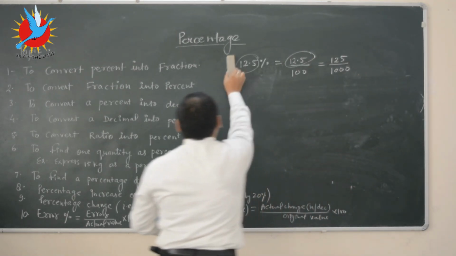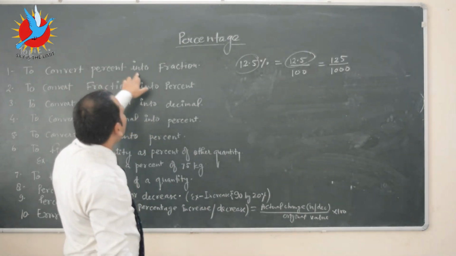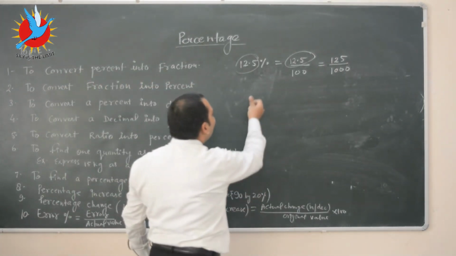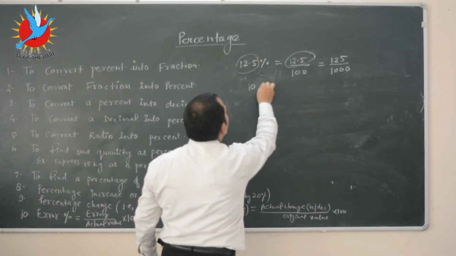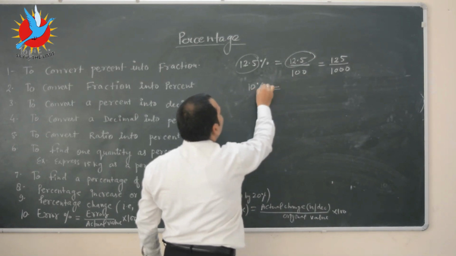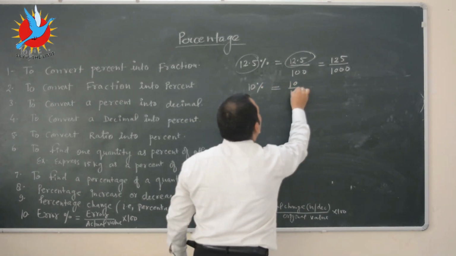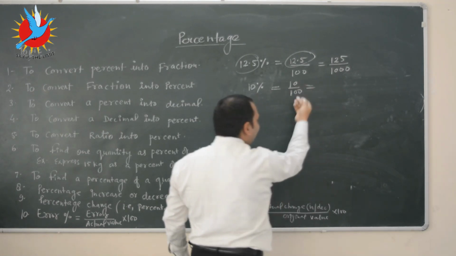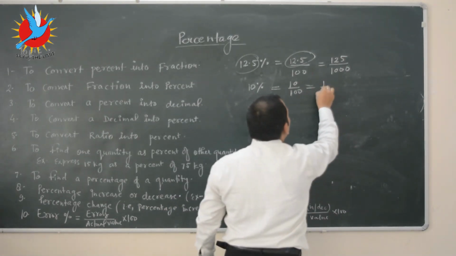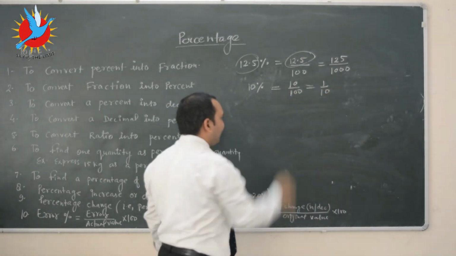Another question: convert percent into the fraction. This is simple. To convert 10% into the fraction, 10% means 10 upon 100. So the result will be either 10 upon 100, or 1 upon 10. 10 ones are 10 and 10 tens are 100.